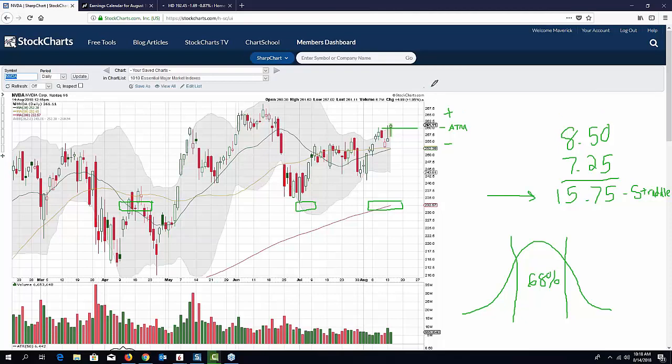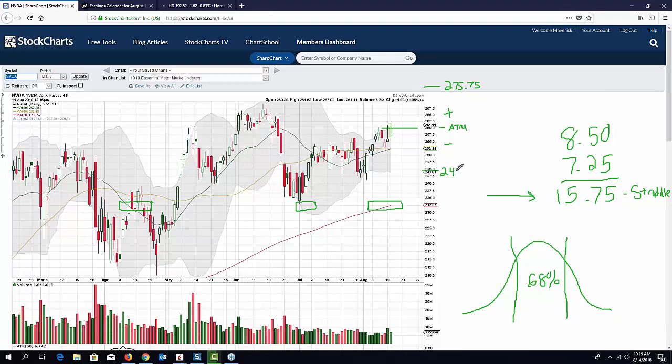That's up here somewhere. Okay, 275.75. That's the upper end of the expected range. And what's the lower end of the range? Well, we take the at-the-money straddle, 260. We subtract the straddle value, 15.75. So 260 minus 15.75 is 244.25. That's down here.